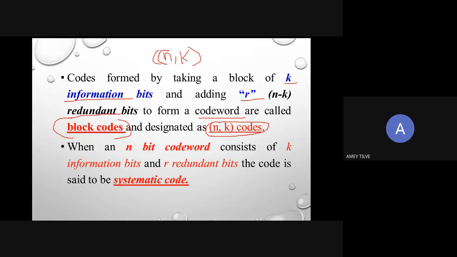n is nothing but, as we have already seen, a code word. n equals k plus r. So n is your code word, and k is your actual information bits. The moment you see any data in the form of n comma k, it is called a block code. This block code is also known as a systematic code. As of now, just remember what k is, what r is, what n is, and what a block code is. That is more than enough for you to learn as of now.